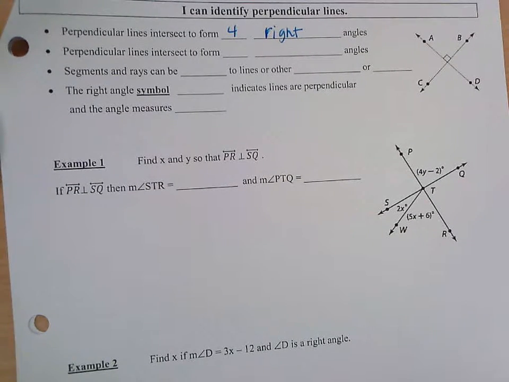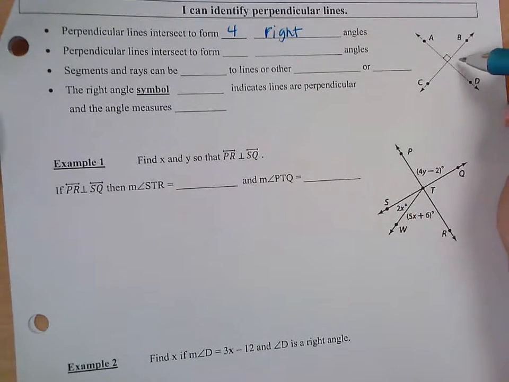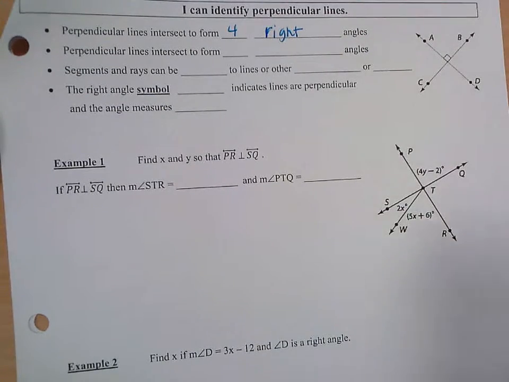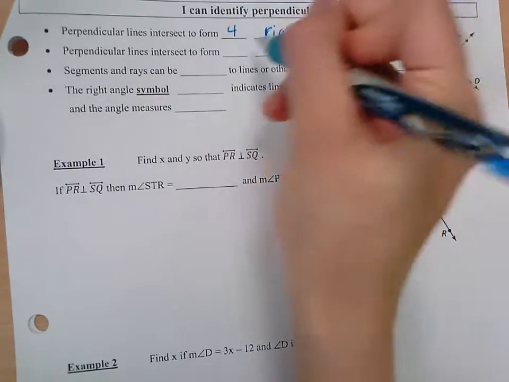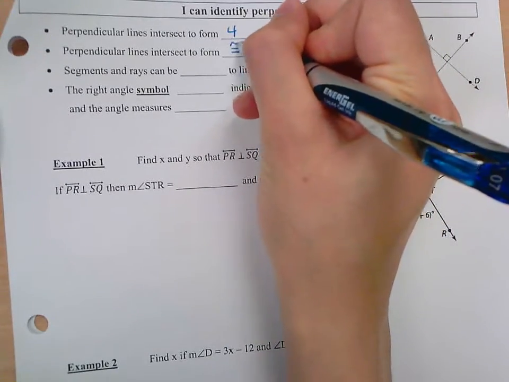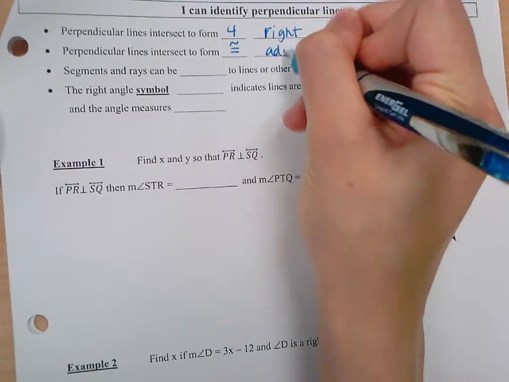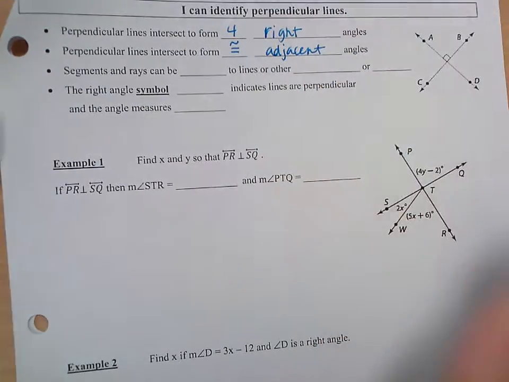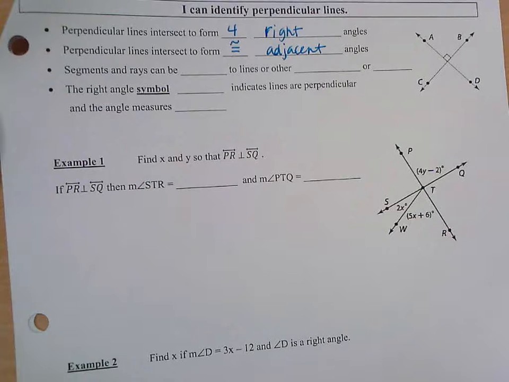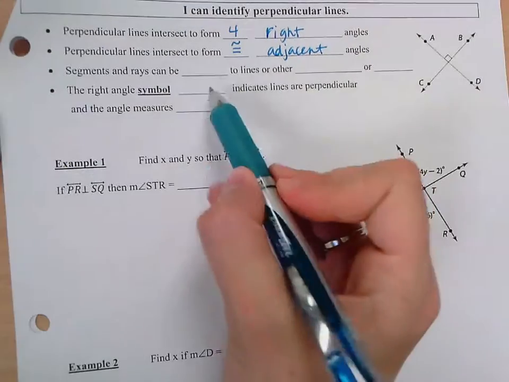Now another way to phrase that: if all angles are right angles, all angles are 90-degree angles, it also forms congruent adjacent angles. So this is the case, like these are technically vertical angles here, but they are all 90. So it's 4 congruent adjacent angles. Segments and rays can be perpendicular to lines.